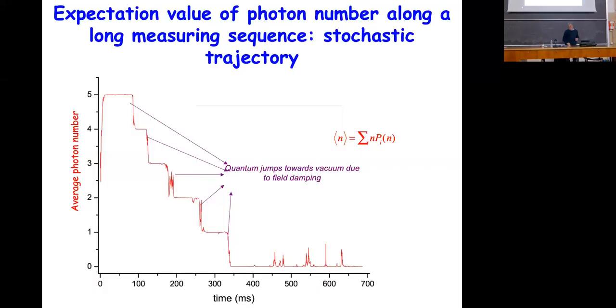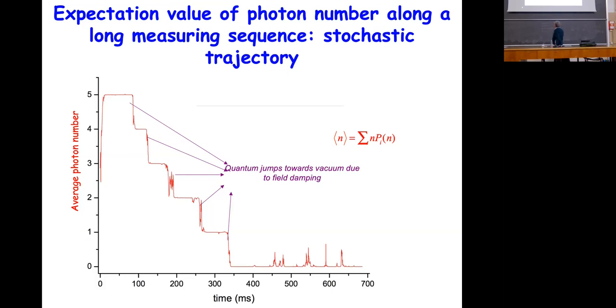Again, this is an example in which you start the system collapse. So you collapse into a 5 photon state. It goes to 4, to 3, to 2, to 1, and to 0. And you see the quantum jumps of the field.